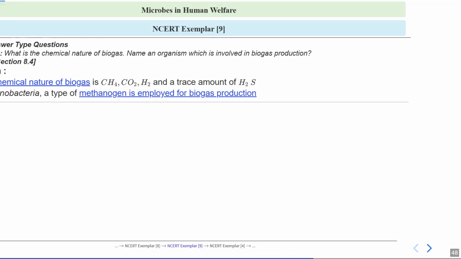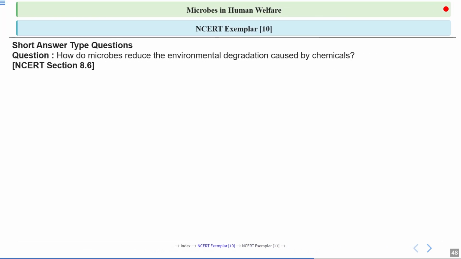Okay, let's move on to the next question. How do microbes reduce the environmental degradation caused by chemicals? These chemicals are non-biodegradable. They accumulate in the environment. They damage our environment. Ultimately, they enter into our food chain as well.